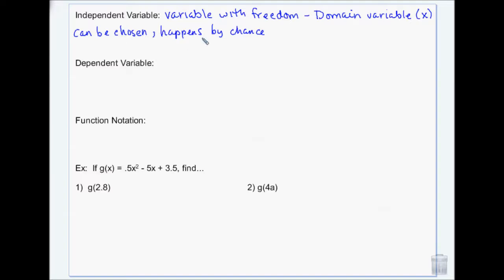For example, well, let me explain dependent variable, then I'll give you an example that'll give you both. The dependent variable is the variable that has no freedom. It depends on the other choice.